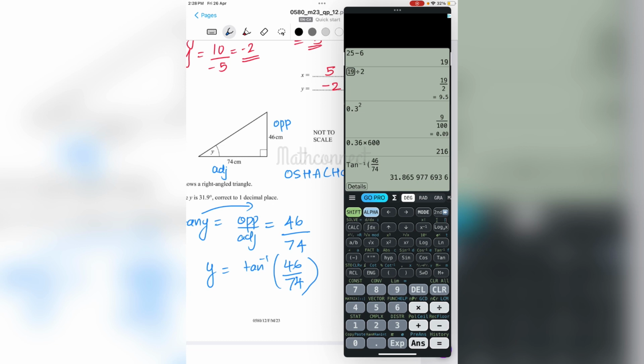So that's going to give us 31.86. Remember, we have to round it to the first decimal place. So that means I underline this and look to the next one, which will be 31.9 if I round it off.